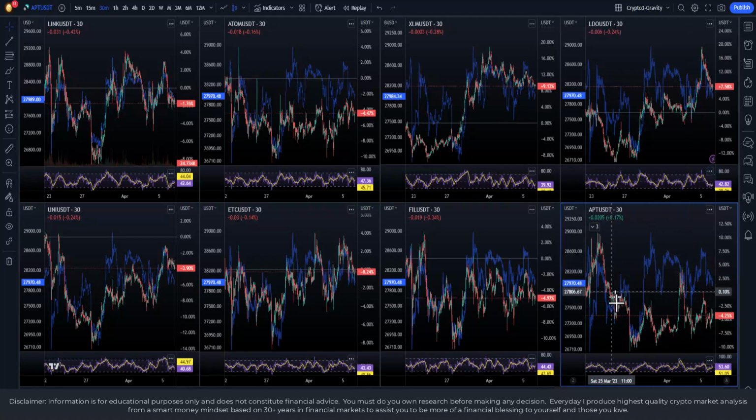And what about Aptos? Aptos, really spiky, and this can be very, very good for trading. Looking for inverters does take a little bit of time, but it's really well worth it.